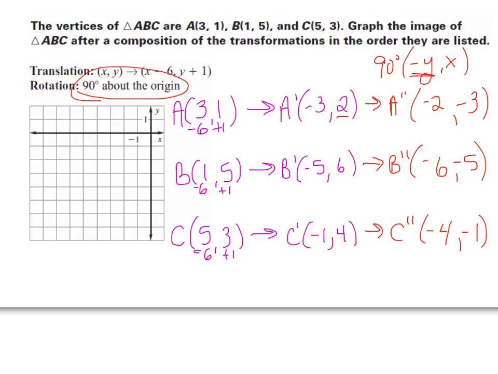So let's go ahead and graph those coordinates. Our final coordinates are these 3 right here: my A double prime, my B double prime, and my C double prime. And I just did double prime because the first transformation was my A prime, and then after I did my rotation, I did a double prime to show that there were 2 separate steps.